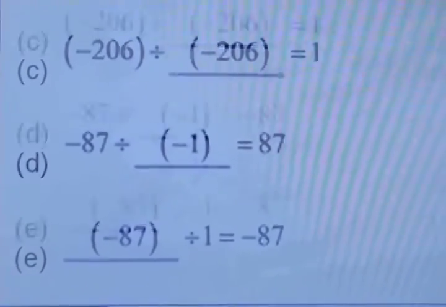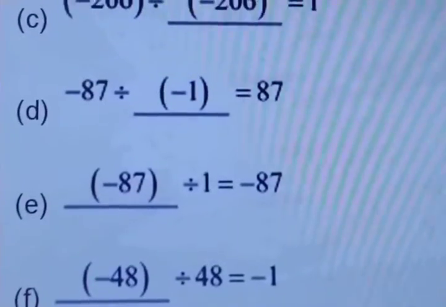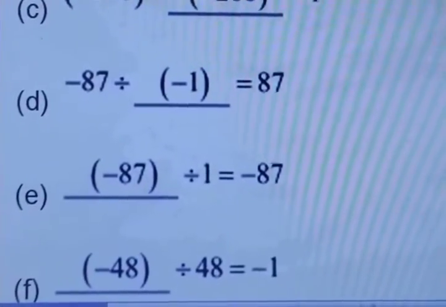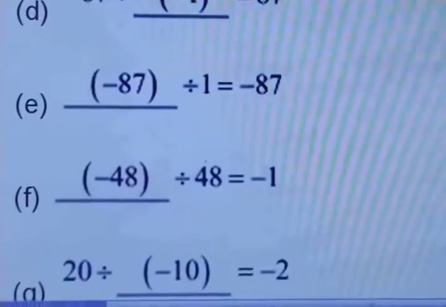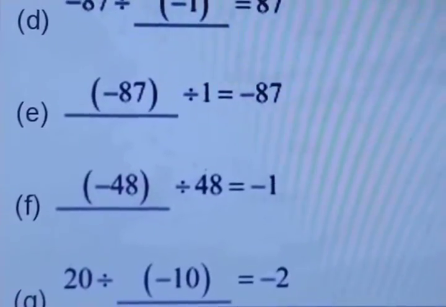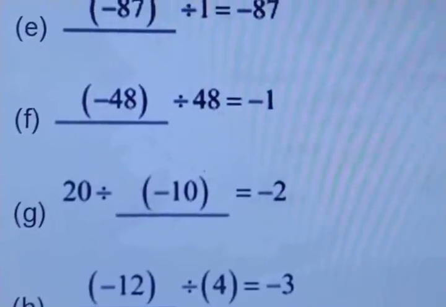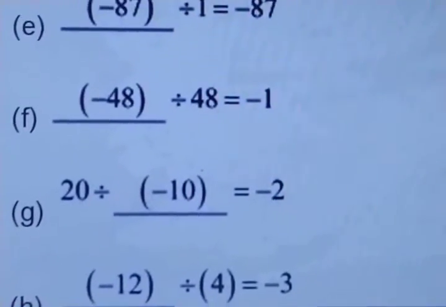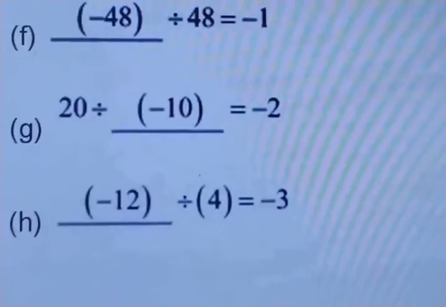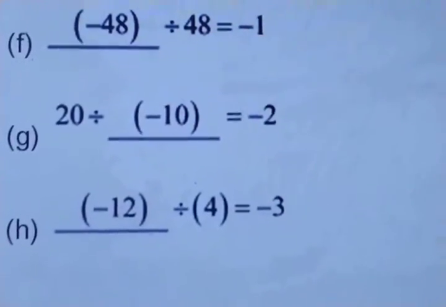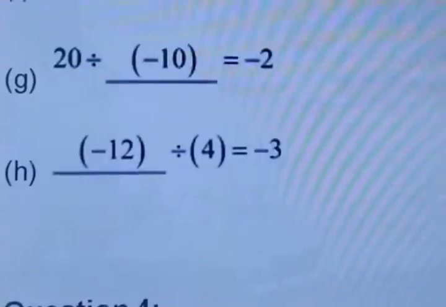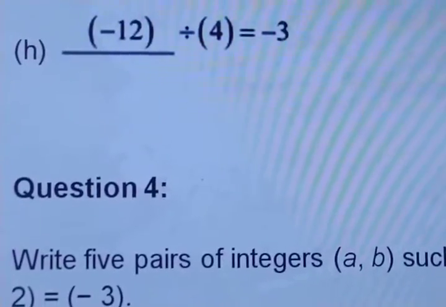Fifth, minus 87 divided by 1 is minus 87. Sixth, minus 48 divided by 48 is minus 1. G, 20 divided by minus 10 is equal to minus 2. H, minus 12 divided by 4 is equal to minus 3. So this was our question number 3.